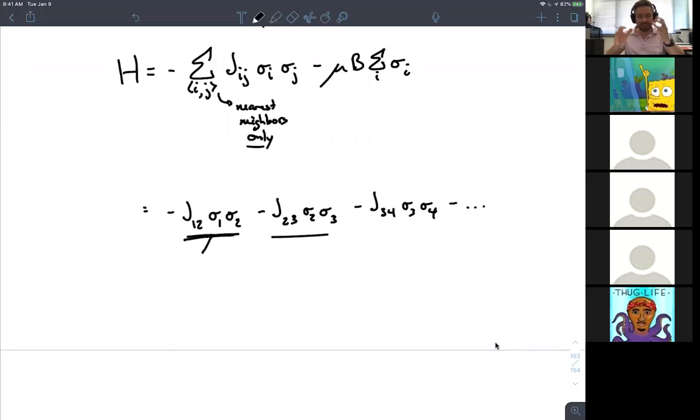Depending upon your boundary conditions, each spin is only going to show up in one or two terms, because we're only doing nearest neighbors. And of course, we're still also going to have this guy, which I didn't write. We're still going to sum over them. All right, so that's the deal.